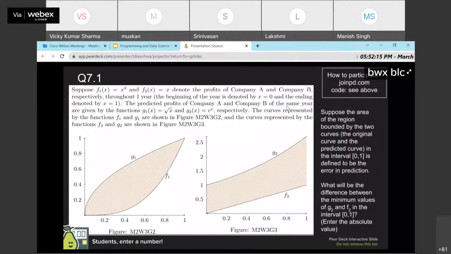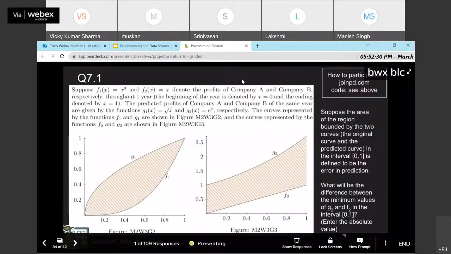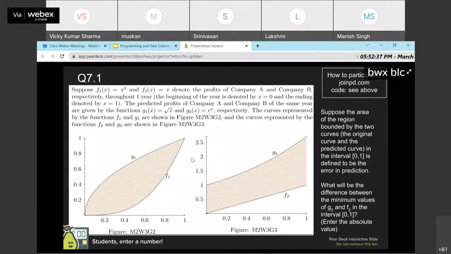Now you have to answer this. What will be the difference between the minimum value of g2 and f2 in the interval 0 to 1? You have to enter the absolute value, so you have to enter the positive value. Though the question is very comprehensive, I think what you have to answer is very small.